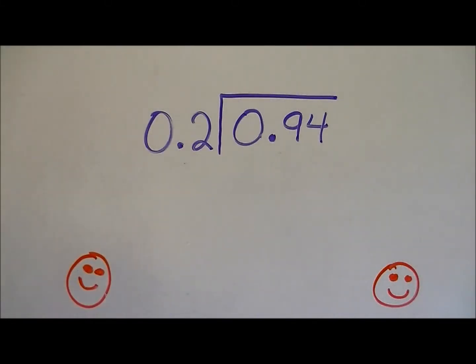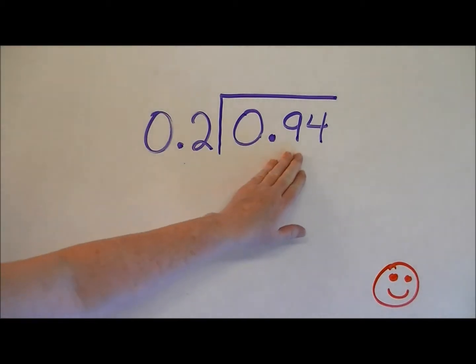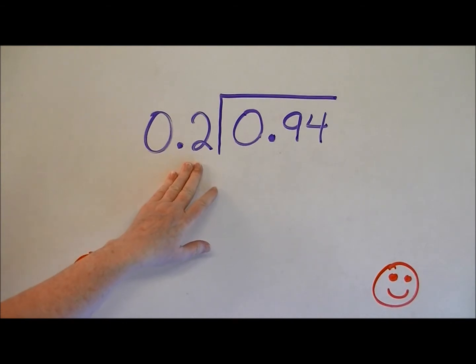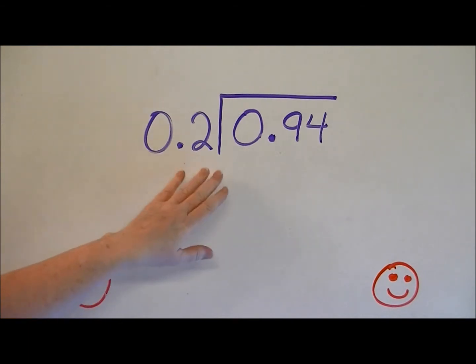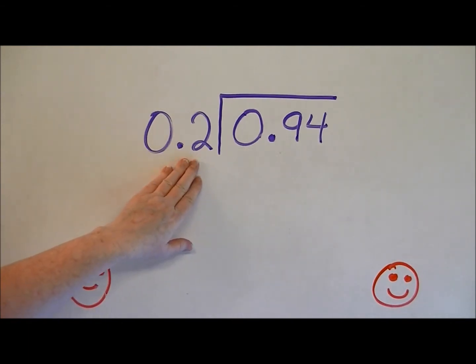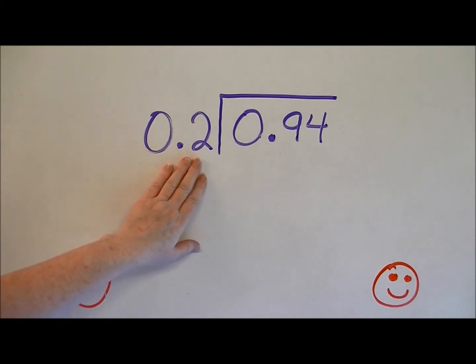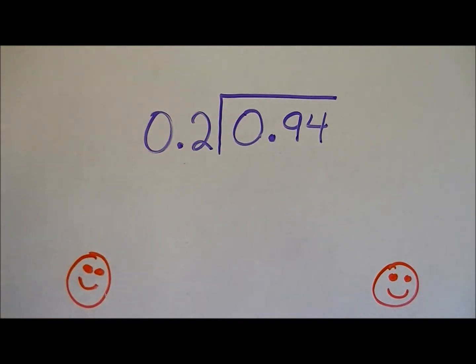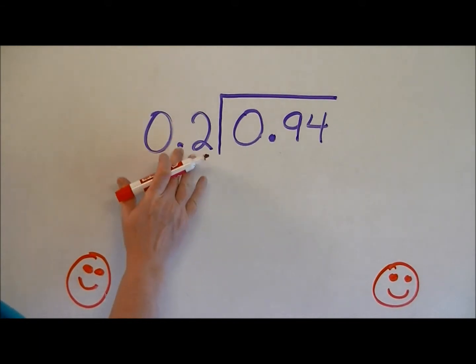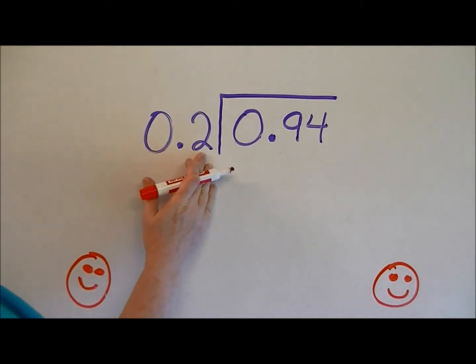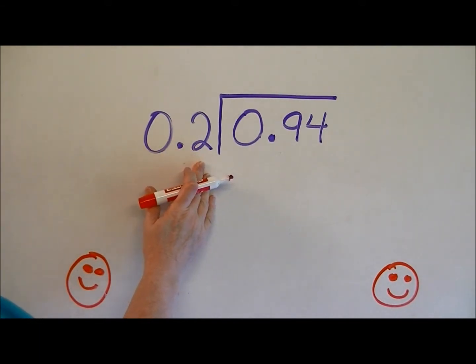Hi, welcome to Division with Decimals. In this problem, we have a decimal in the dividend and a decimal in the divisor. So with division, if you see a decimal in the divisor, you have to get rid of it before you can work the problem. So what we're going to do is move the decimal to make the number 2 instead of 0.2.